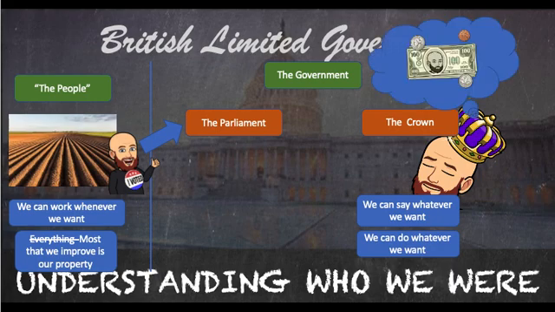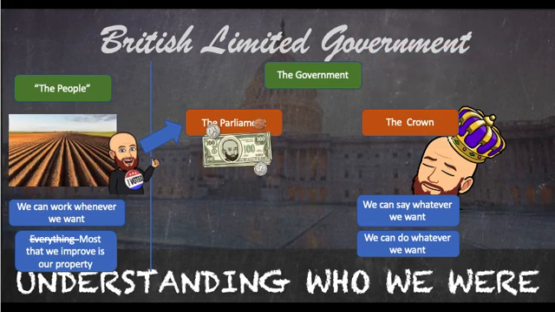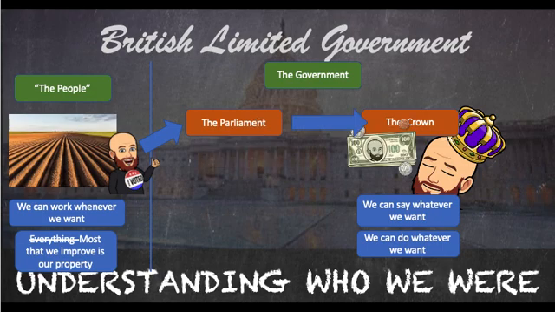So when the crown, for example, needs money, this is the Magna Carta, 1215, the crown can't just take it from the people because they still have this right that most of what they improve is their property, which means they have to vote to give the money to Parliament, and then Parliament gives it to the king, and now we have a happy system. This is just one example of how the limited government works. We could do the same thing with freedom of speech, freedom of religion, all of that kind of stuff.